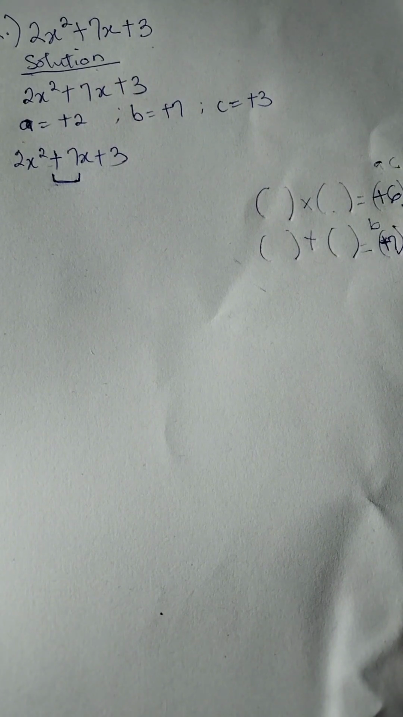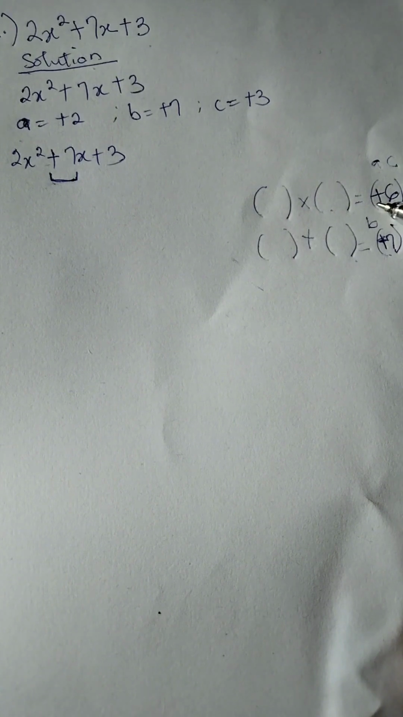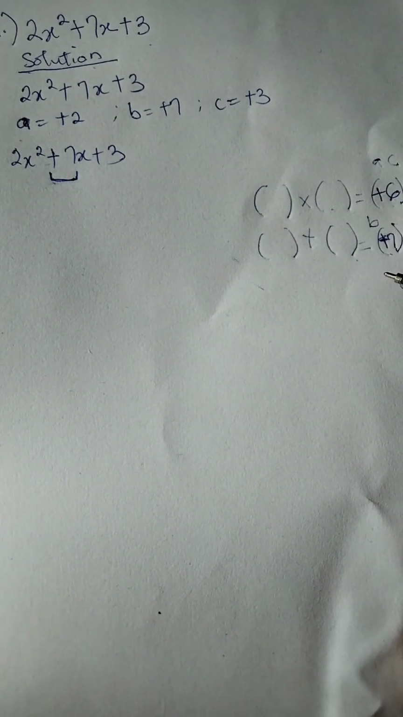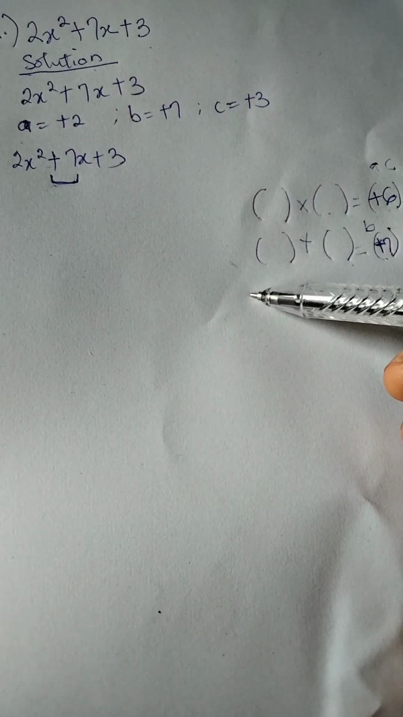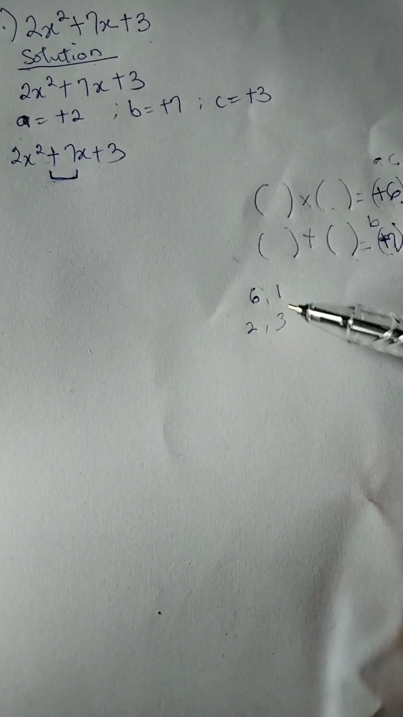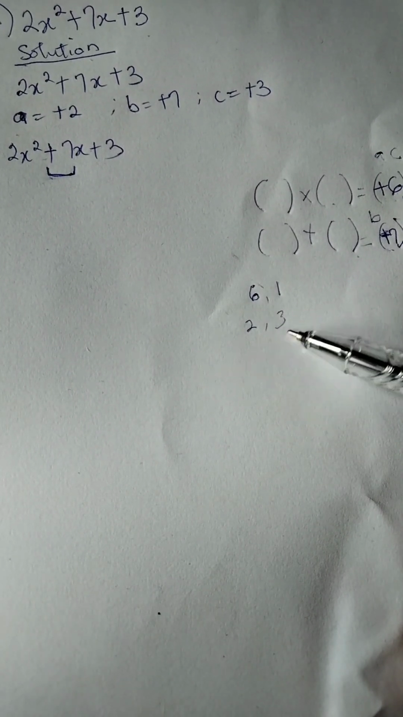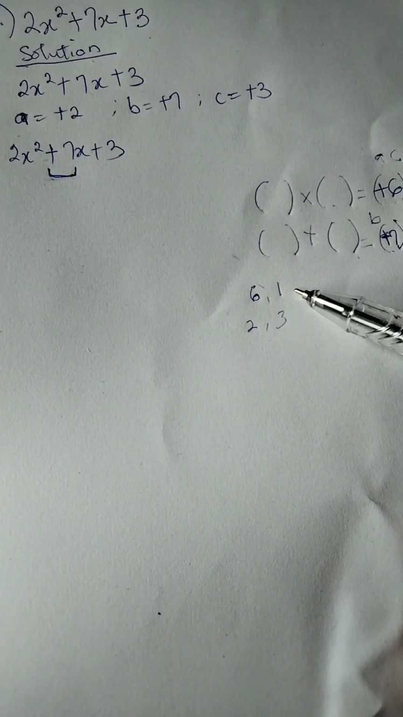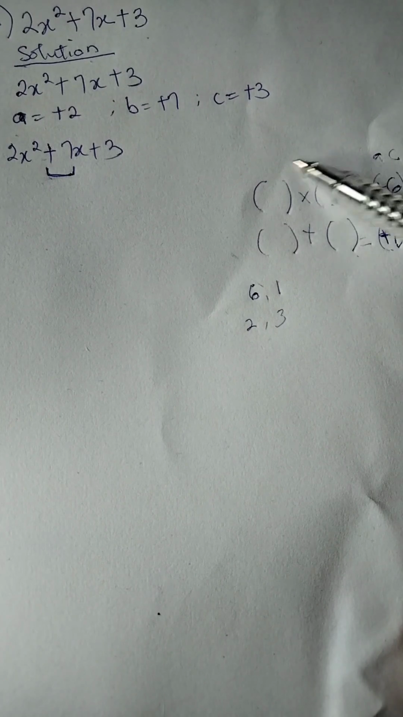So those two numbers, we should be able to multiply them to give plus 6, and we should also be able to add them to give plus 7. So what are those two numbers? How do we find them? Like I said, we look for the multiples of 6. The multiples of 6 that we know are 6 and 1, then 2 and 3. If we multiply 6 and 1, we get 6, and if we multiply 2 and 3, we also get 6. But we need to choose one of these two. Which one satisfies both criteria?